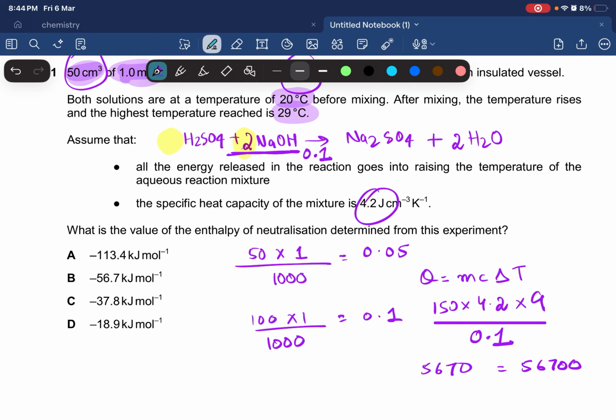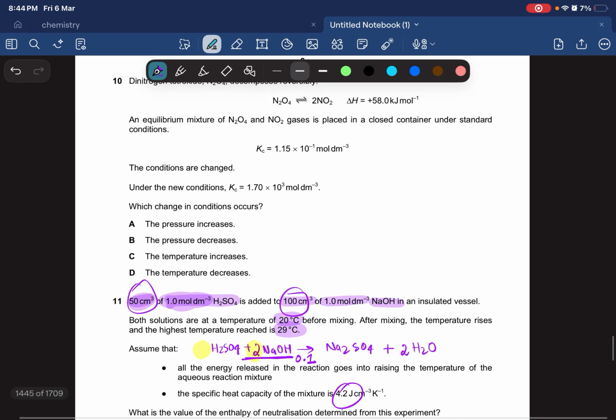So when we divide it, we get this, and when we divide this answer by 1000, we get negative 56.7 kilojoules per mole.